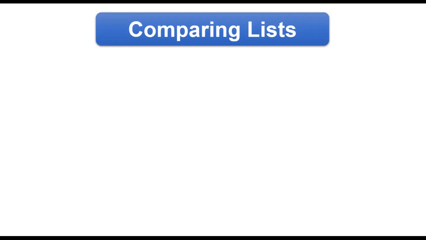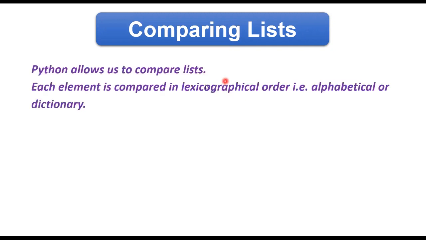Today we are going to learn how to compare two lists together. So let's begin. Python allows us to compare lists. Each element is compared in lexicographical order. And what is known as lexicographical order? When we make a comparison in alphabetical or dictionary order, then we call it lexicographical order.